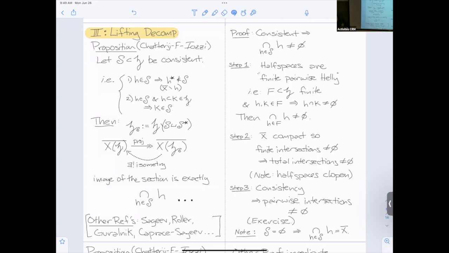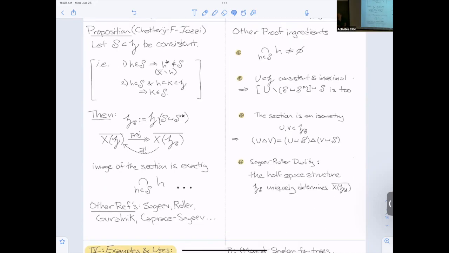So to summarize, pairwise Helly property together with compactness gives you that this total intersection is non-empty. Some other ingredients of the proof, other than knowing that the intersection is not empty, is knowing that if you have a consistent and maximal set, then you can remove everything in S union S star and then throw back in S. And this is, again, consistent and maximal.